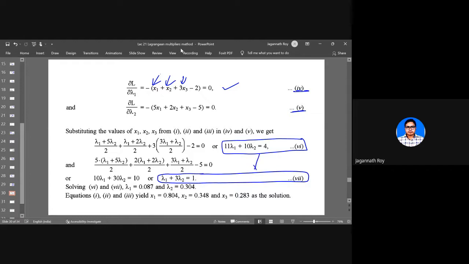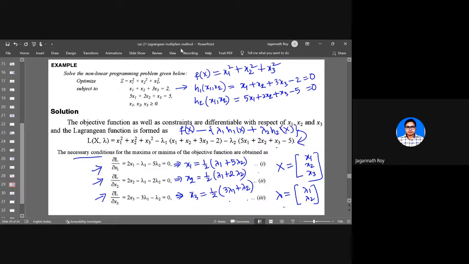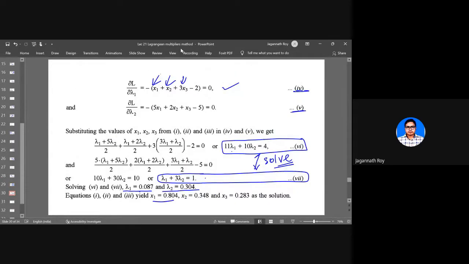So if you solve these two equations, because there are two variables and two equations, it is solvable, and then we get the lambda 1 and lambda 2 values. Now once we get lambda 1 and lambda 2, if you go back and substitute directly here, then you can find x1, x2 and x3. So now we have these values.